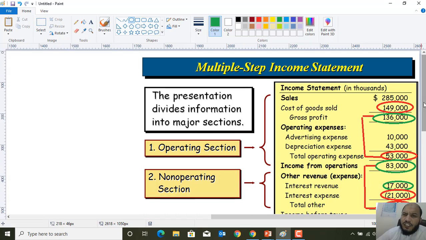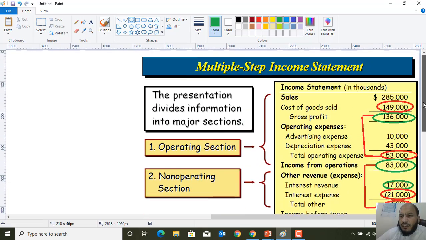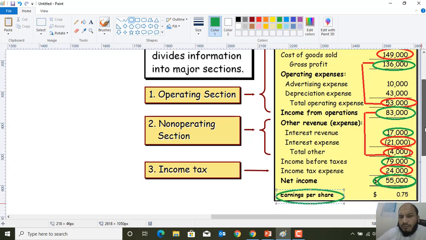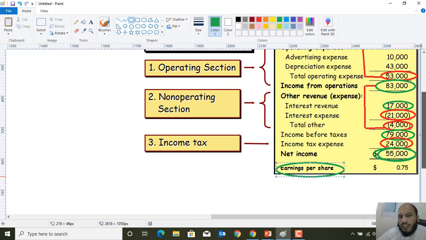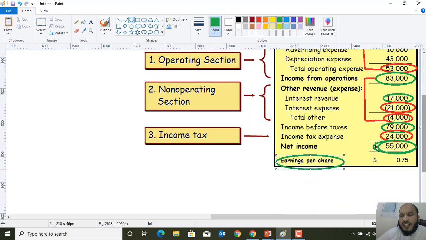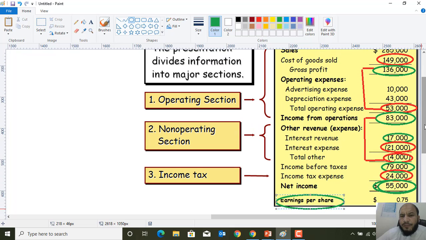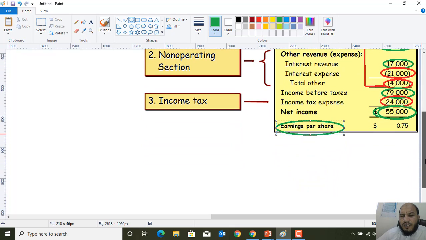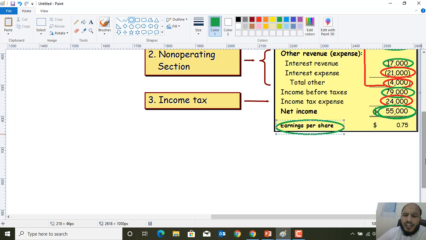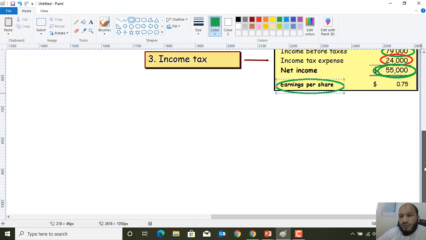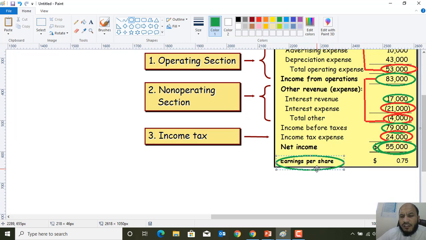But dear students, this was an example of the multiple step income statement. Keep in mind that a multiple step income statement will have other portions like discontinued operations and extraordinary items calculation, etc. We will discuss this in our earlier class or upcoming class.